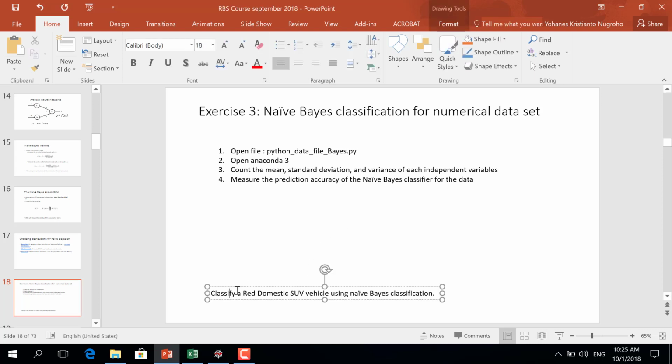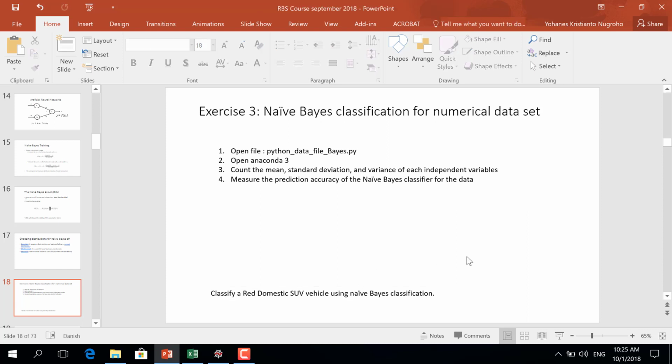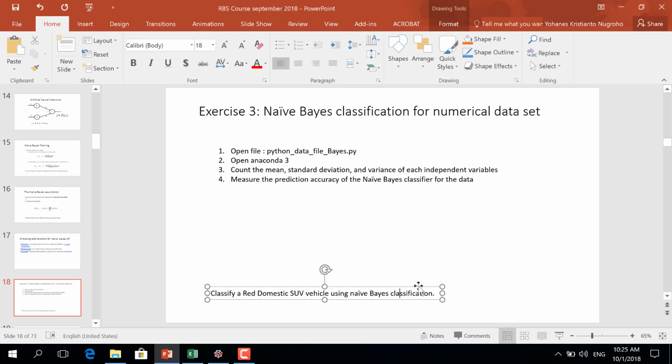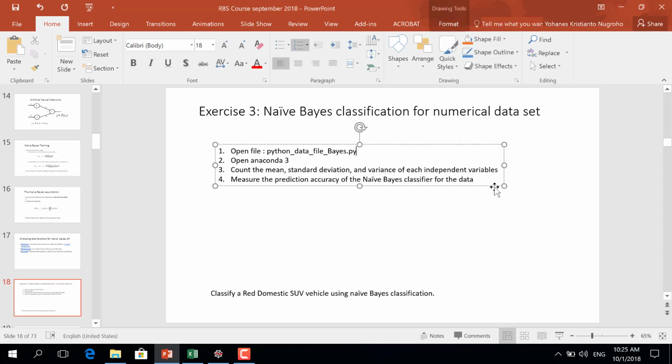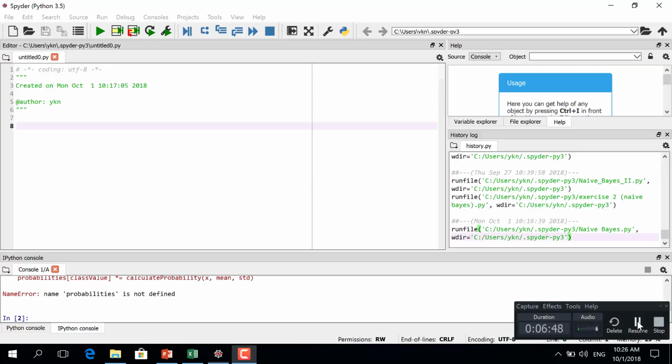Okay, just ignore this, it is for later. For exercise 4, we will consider classifying red domestic SUV vehicles. But first we have to open the Python data file bayes. Sorry, I made a mistake. It's not .py, it should be .csv because it is the data, not a program file.